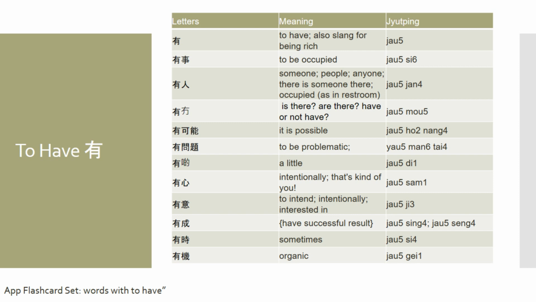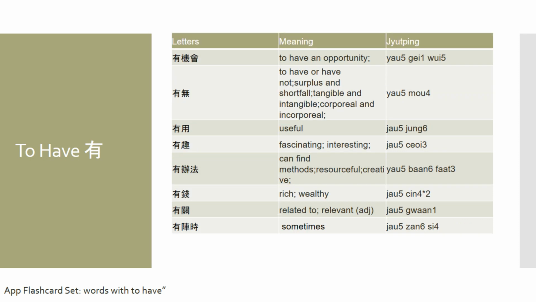And if I want to say organic in Cantonese, then I can say 有機,有機. Now, if I want to say to have an opportunity in Cantonese, then I could say 有機會,有機會. Now, if I want to say to have or have not, then I could say 有冇,有冇. Now, if I want to say useful in Cantonese, then it is 有用,有用. If I want to say interesting or fascinating in Cantonese, then I would say 有趣,有趣.